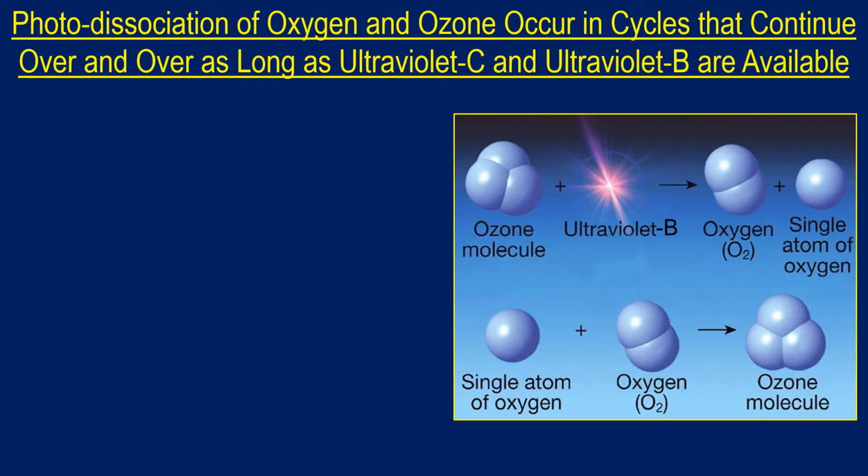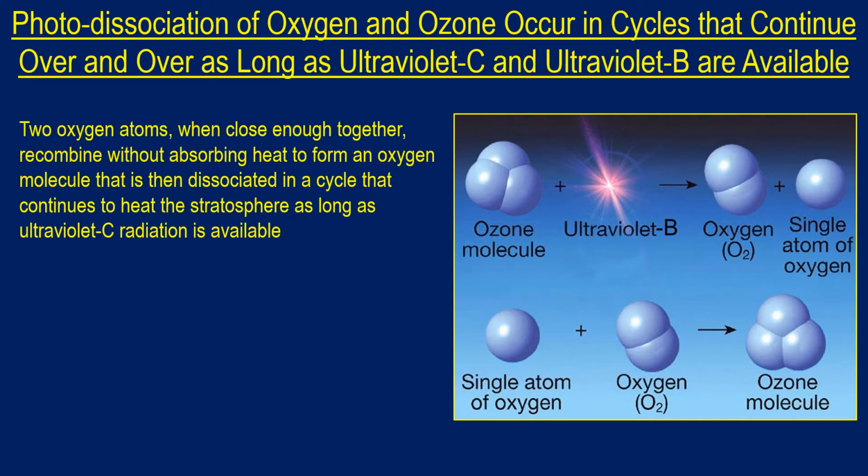Photodissociation of oxygen and ozone occur in cycles that continue over and over as long as ultraviolet C and ultraviolet B are available. Two oxygen atoms, when close enough together, recombine without absorbing heat to form an oxygen molecule that is then dissociated in a cycle that continues to heat the stratosphere as long as ultraviolet C radiation is available.